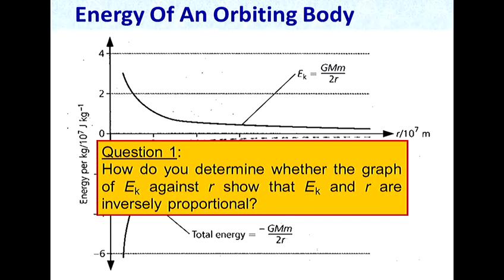If I give you this graph without the equation, it shows the KE of an orbiting body, how it varies with distance away from the planet. This R is also the radius of orbit. If I just give you this graph, there is no equation, and then I ask you, does this graph show that EK and R are inversely proportional? How do you tell? You don't have an equation, you only have the data from the graph. How do you tell whether or not EK, which is the y-axis, is inversely proportional to R?